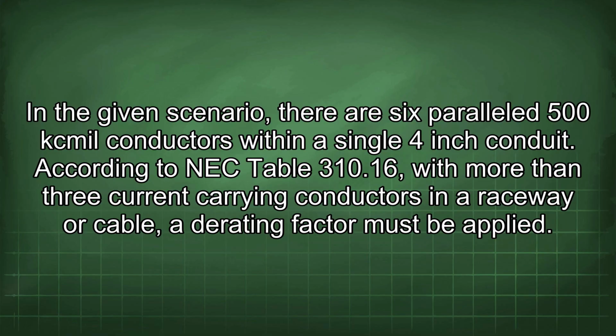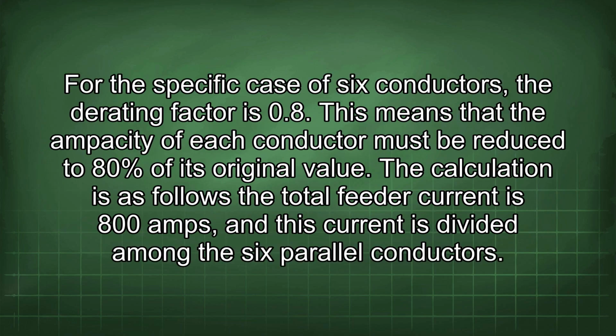According to NEC Table 310.16, with more than 3 current carrying conductors in a raceway or cable, a derating factor must be applied. For the specific case of 6 conductors, the derating factor is 0.8. This means that the ampacity of each conductor must be reduced to 80% of its original value.